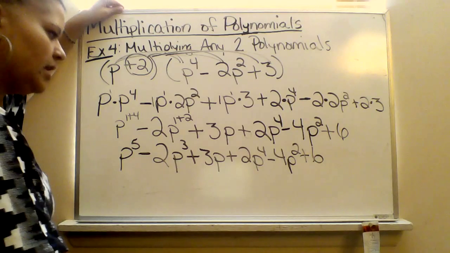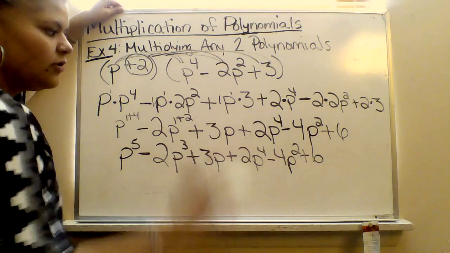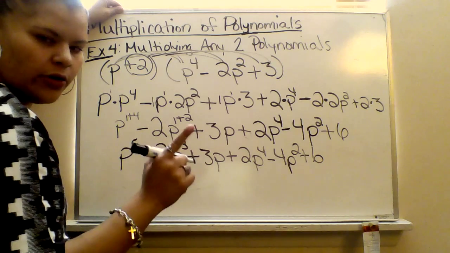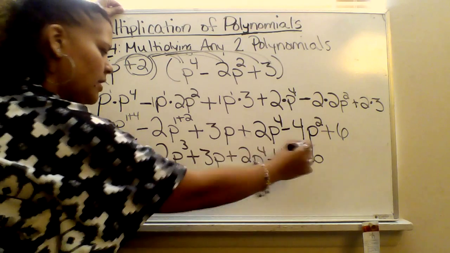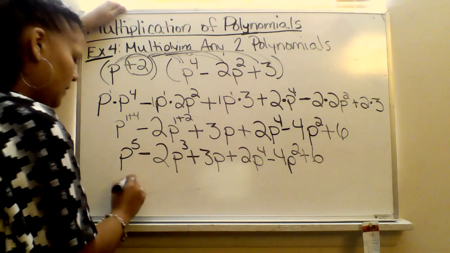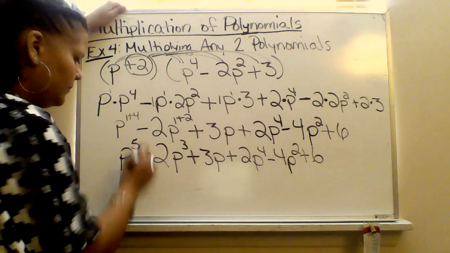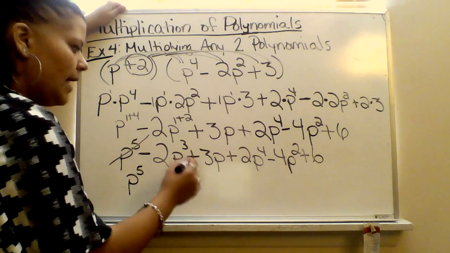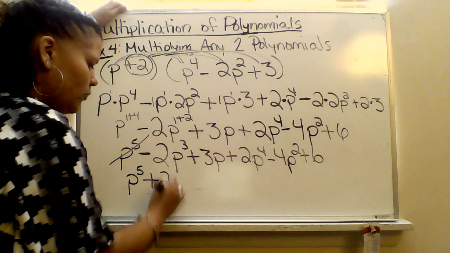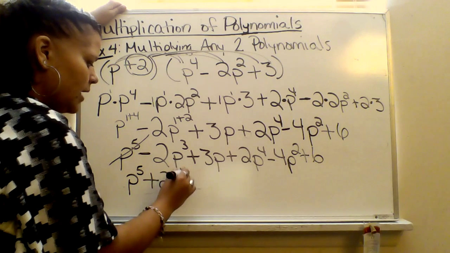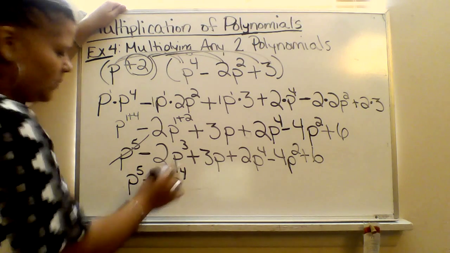Now, do we have any like terms going on? No, we do not. So what we're going to do is put this in order by the power, or the exponent. What's the highest exponent we have in here? We have p to the 5th, so that's fine. We used that one already. Next, after 5 comes 4, so I have plus 2p to the 4th power. So we're going in descending order, from highest to lowest exponent.